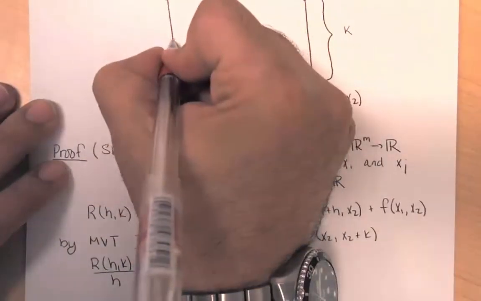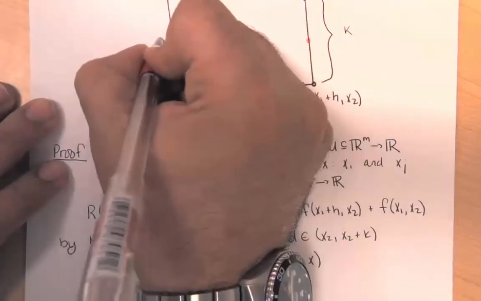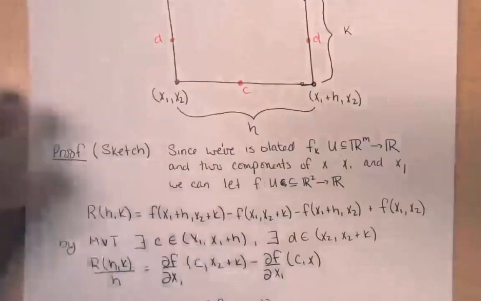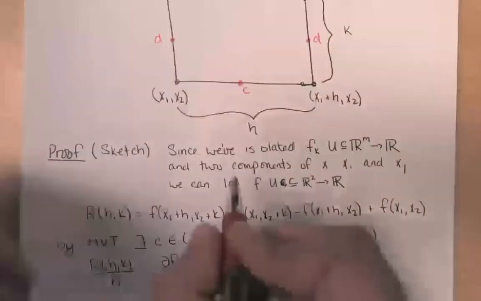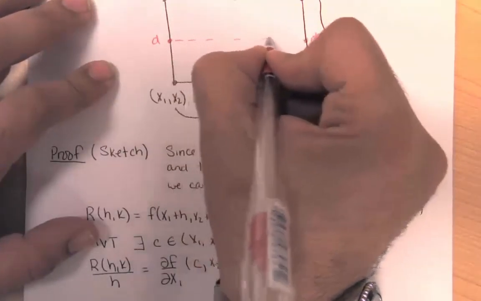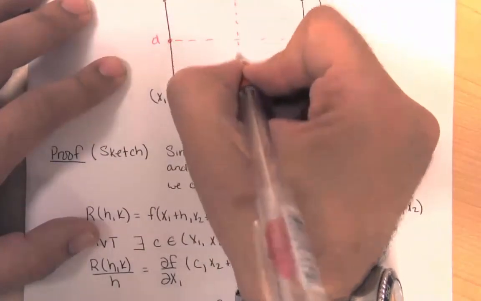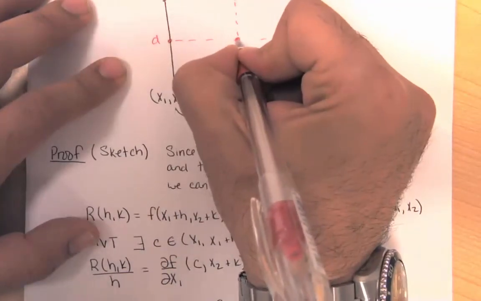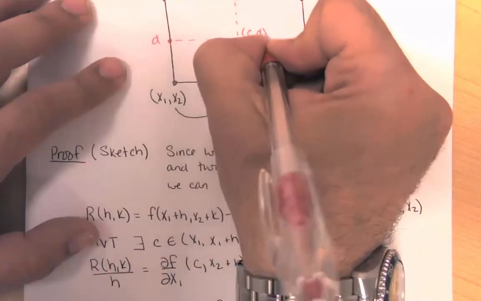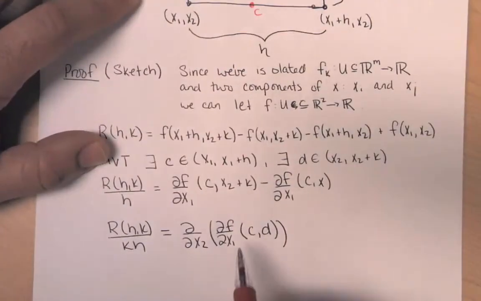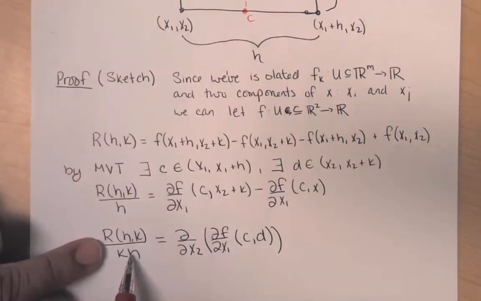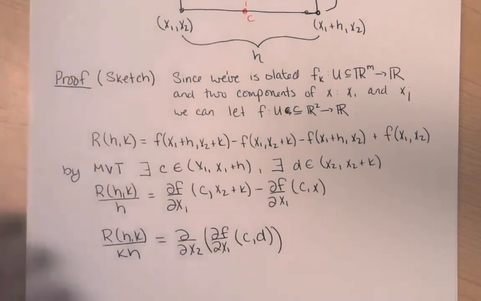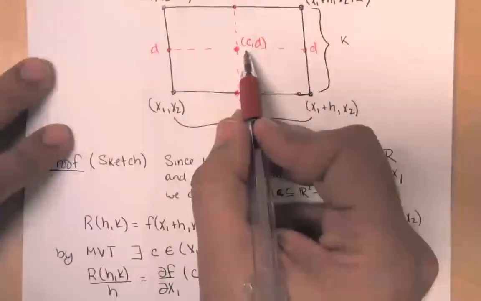So D is somewhere along here. Right, so I took a difference in this direction and then a difference in this direction. And so here I have the coordinates C and D. And at that coordinate C and D, the derivative with respect to x1 and then a derivative with respect to x2 is equal to this ratio, right? And C and D is somewhere inside my rectangle.